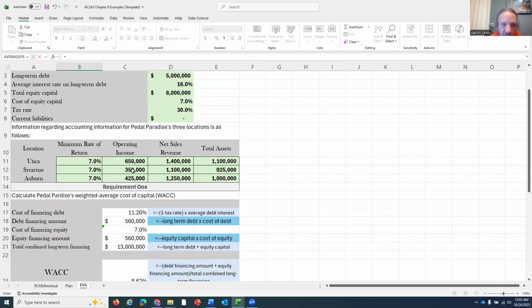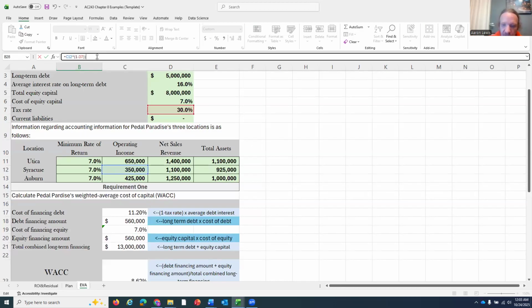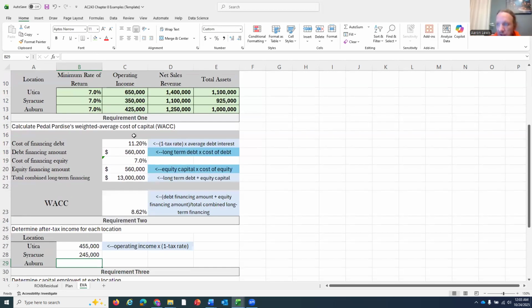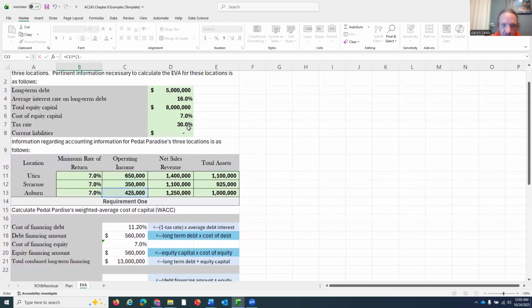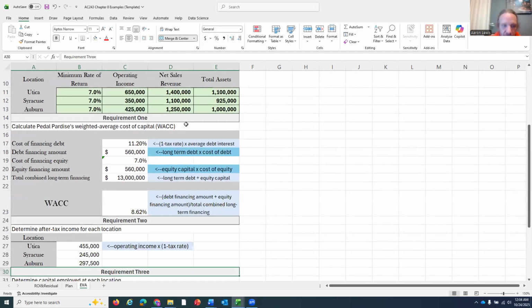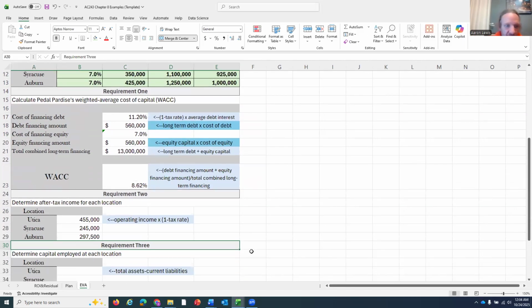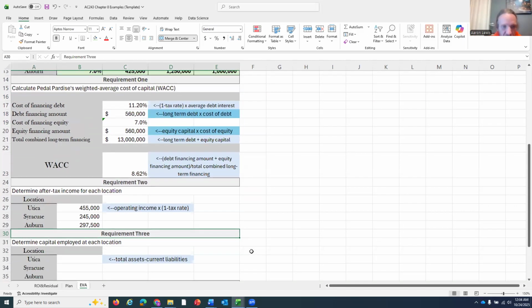For Syracuse, same jam. We're going to take our operating income, $350,000, and multiply it by the complement of our tax rate to figure out what we'll have left after we pay that 30% in taxes. So the 70%, if you will, remaining of our $350,000 of operating income comes out to be $245,000. The same thing for Auburn. Operating income of $425,000 times, open parenthesis, 1 minus our tax rate, which is 30%. So we have our after-tax income for each location.